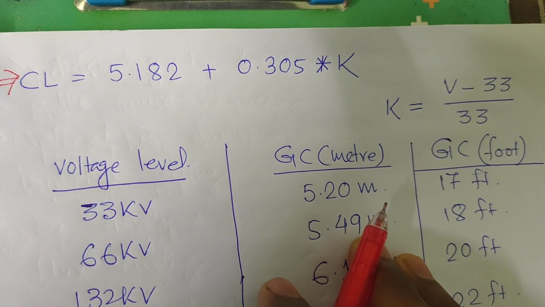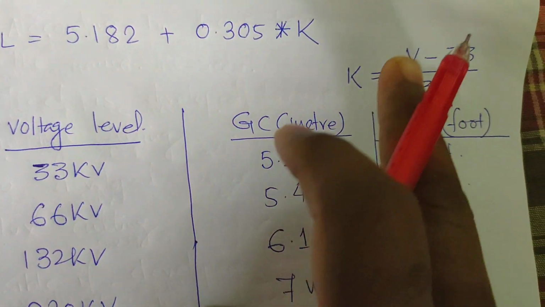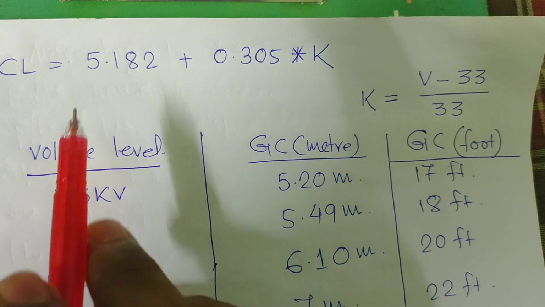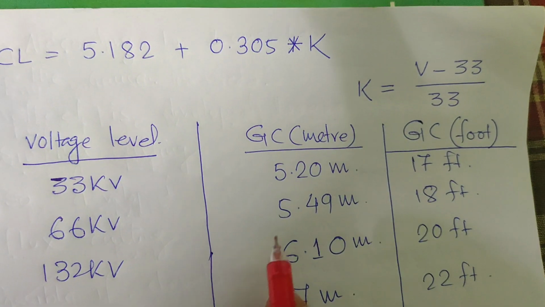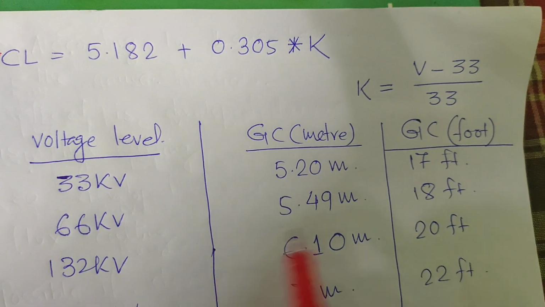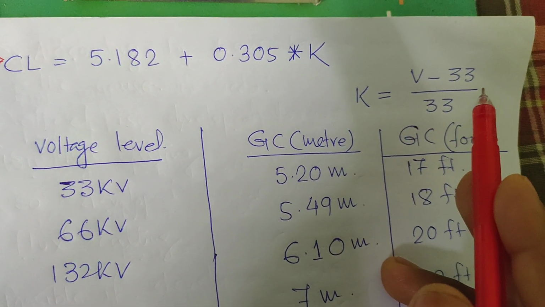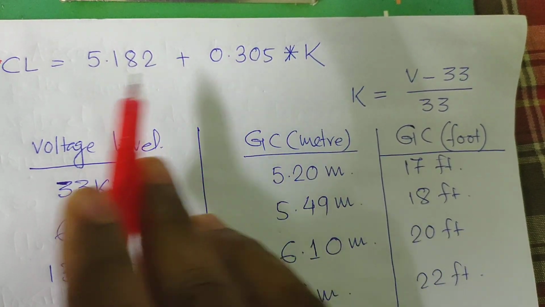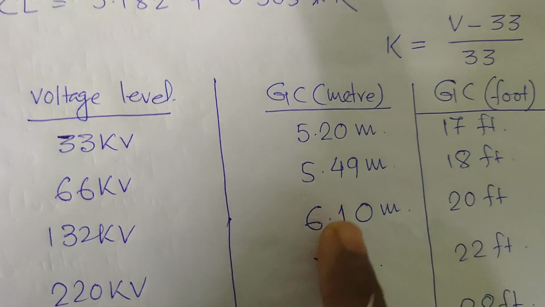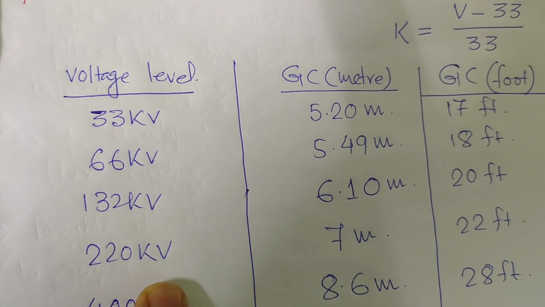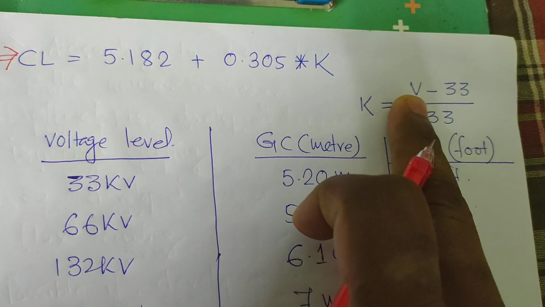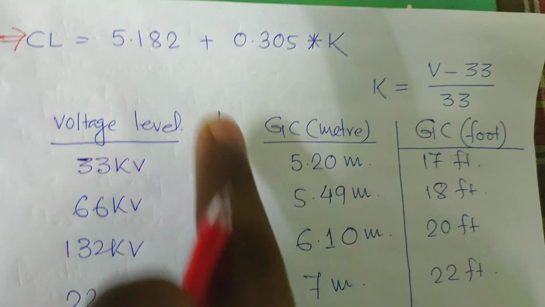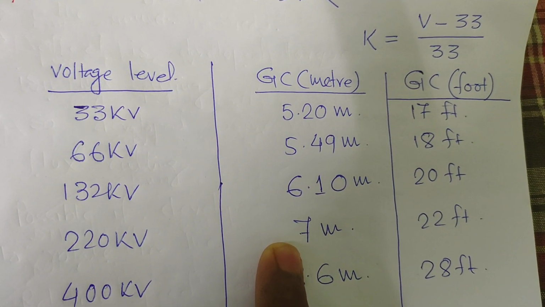So 33 case, 33 voltage level for distribution line 33 kV, ground clearance should be 5.20 meter. And for 66 kV you have to put here 66, you will get the 2 here, multiplication with the 2 and addition, you will get 5.49 meter. For 132 you have to put here 132 minus 33 by 33, you will get some factor, some digit, you have to multiply with this and addition to this you will get 6.1 meter. And 220 kV line 7 meter, by help of the 220 kV minus 33 by 33 you will get a K factor, then multiplication, then addition, you will get the 7 meter minimum clearance.